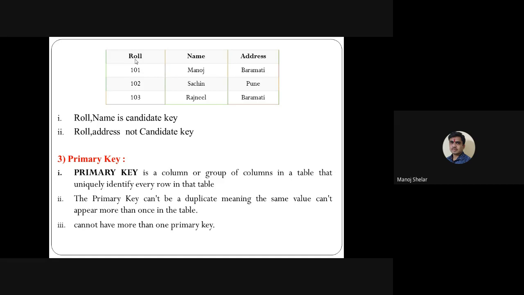In an ER diagram, suppose student is one entity, and roll number, name and address are the attributes of the student entity. So roll number is a primary key, underlined in the ER diagram. So this roll number is a primary key. The primary key can't be duplicate, meaning the same value can't appear more than once in the table. Yes. Cannot have more than one primary key. In one table, maximum one primary key.